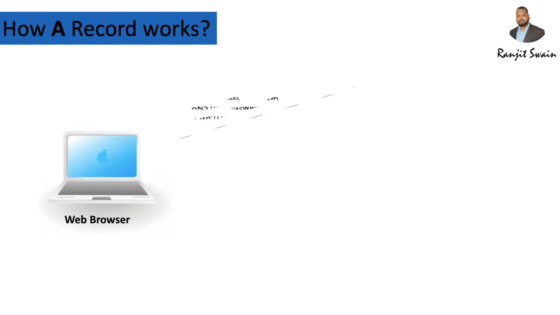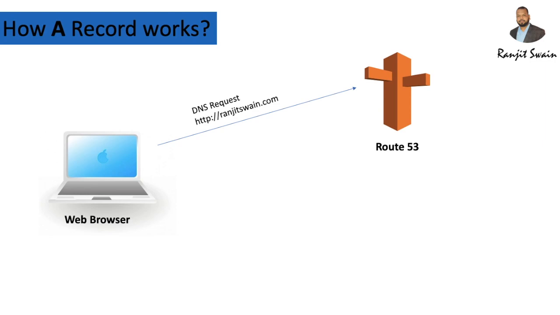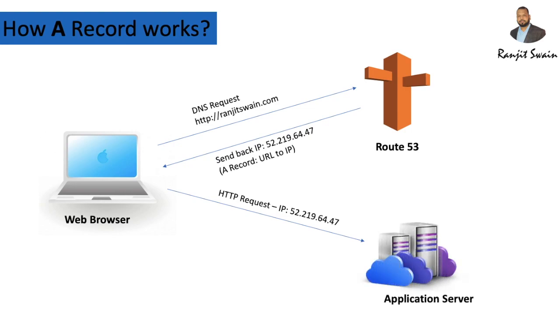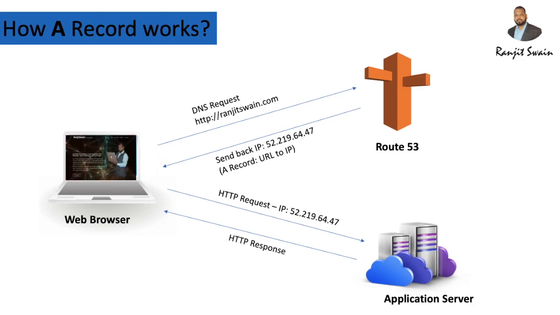So let's see how A record works. In the web browser, when you type any domain name, suppose ranjitswain.com, it connects to the Route 53, and the Route 53 resolves that domain to the corresponding IP address, and then the web browser sends the HTTP request with the IP to the application server. Then the application server gets the details about the domain, that is your domain or website or application or whatever it is, and sends back the response to the web browser, and then you will get the web page or web application in your web browser. So this is how A records work.